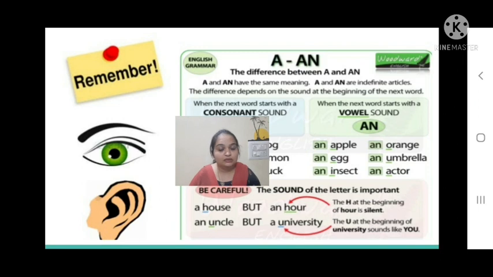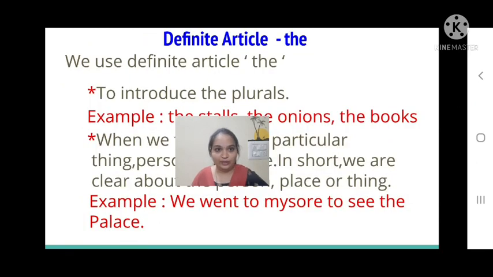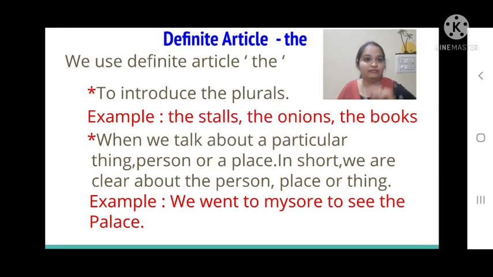But whereas in the word university, though it starts with U, the word university has the sound in the beginning of Y-O-U, and Y-O-U starts with Y sound, which is a consonant sound, and hence we use a university. So it is very important to be careful when you are seeing the word. You must also listen to the sound that it creates. Okay, so now we know the usage of a and an.